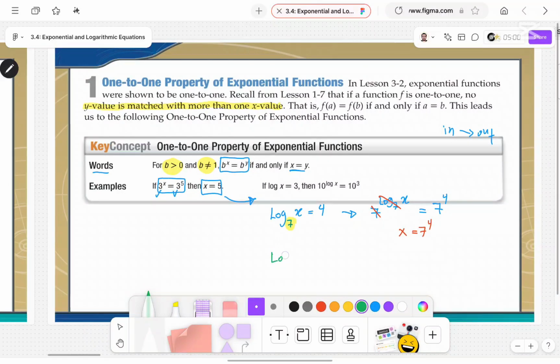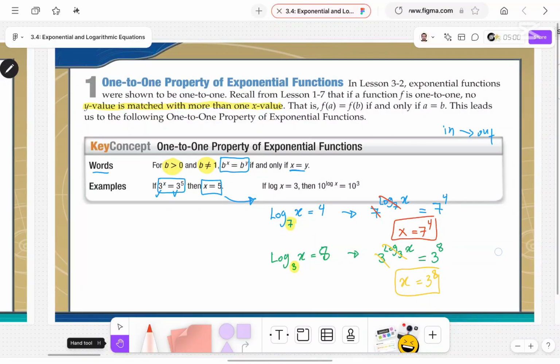One more example. Let's say I have log base 3 of x equals 8. I can solve this one by looking at the base, which is 3. So I do 3 to the power of log base 3 of x equals 3 to the power of 8. Now I cancel the 3 with the log, which means x is equal to 3 to the power of 8. So this is how I can solve the inverse, by applying the same base to both sides.